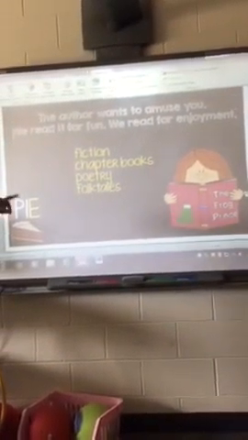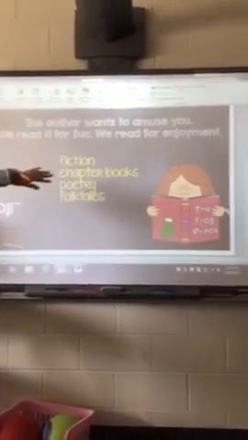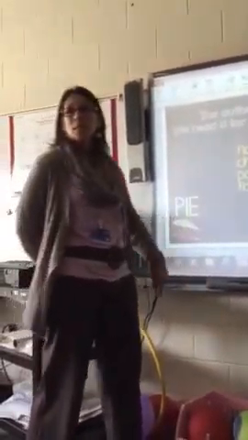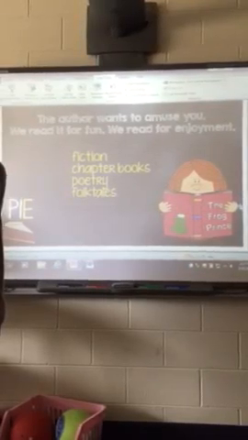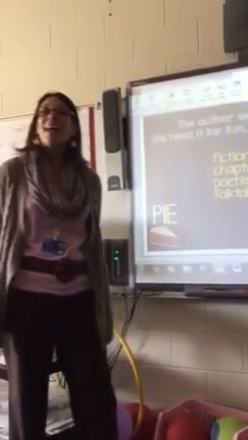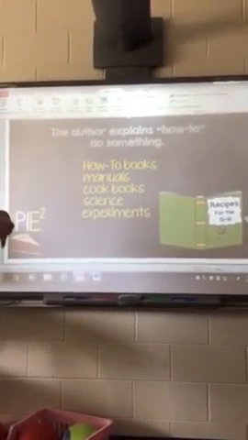The next one, that's our E at the end. The author wants to amuse you. We read it for fun. We read for enjoyment. Some examples are fiction books, chapter books, poetry, and folk tales. What's the E for? Jimmy? Graphic novels. Okay, what's the E for? Entertain with an E. And since it's pi square, we have another E. We have two E's at the end.